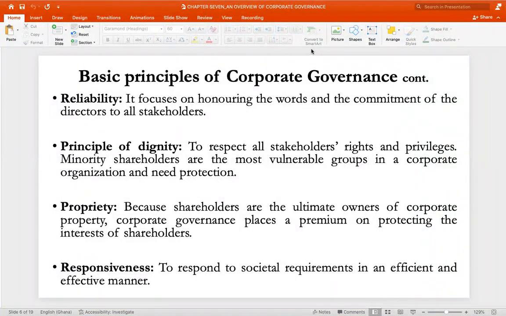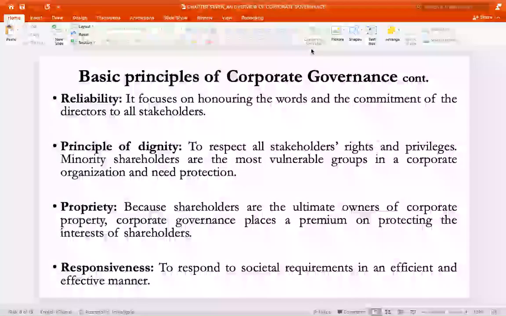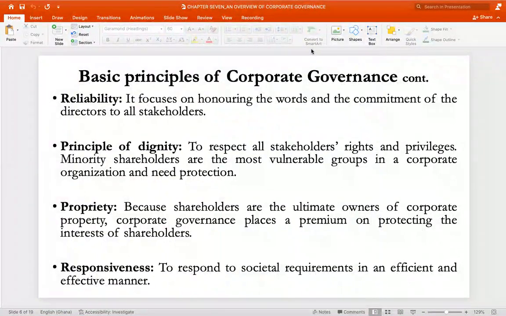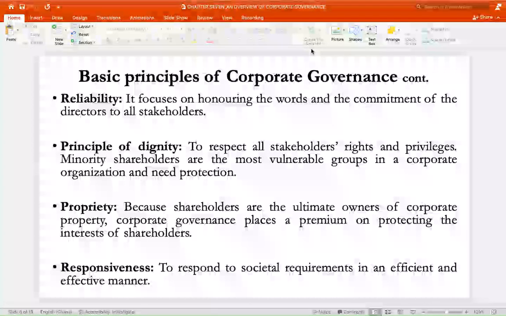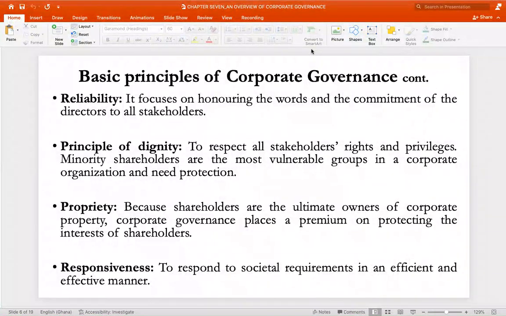In fact, that is where the word survival comes in, even in the definition of corporate governance under public policy. Until the interests of shareholders are protected, the survival of the organization itself is not guaranteed. So one of the principles of corporate governance is to ensure propriety. The assets and the interests of shareholders need to be guarded and protected at all times. Once that is done successfully, we can now move on to addressing the interests of all the other stakeholders of the company.